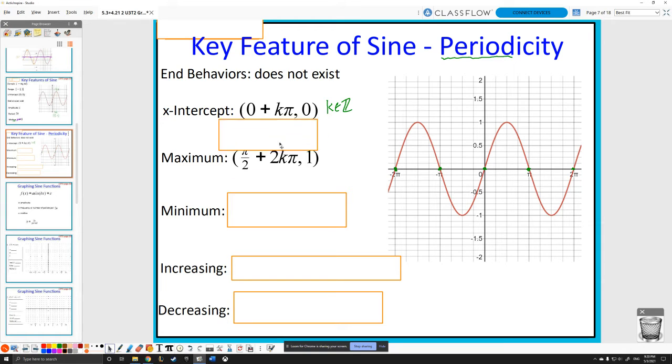Similarly for maximum, right? Except now it's not at 0 on the midline, but instead it's at pi over 2. So again, same deal, plus 2k pi. Do I need 2 plus k pi?